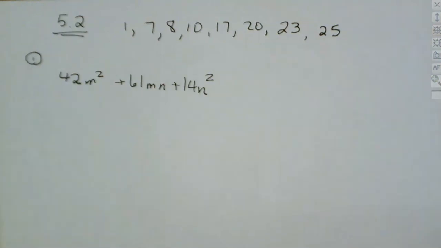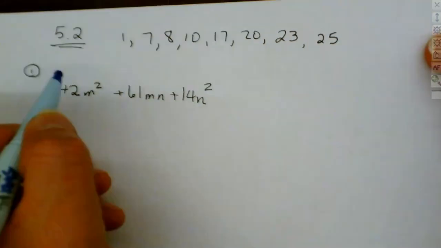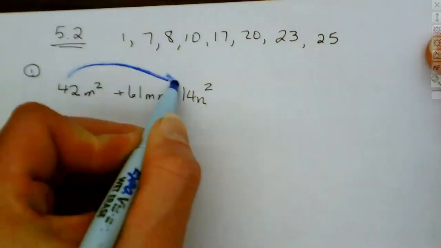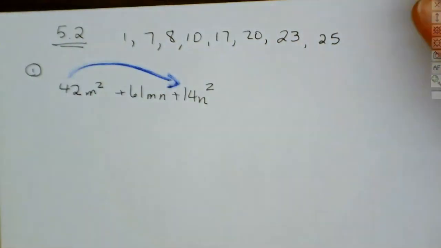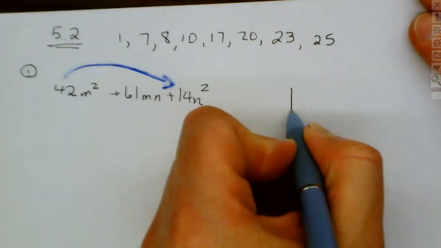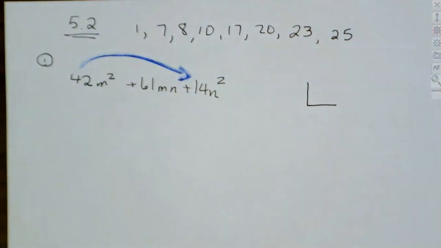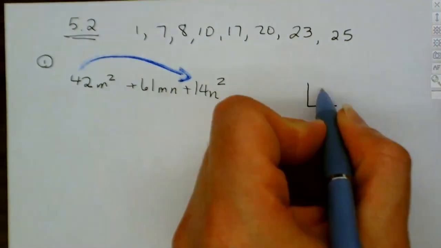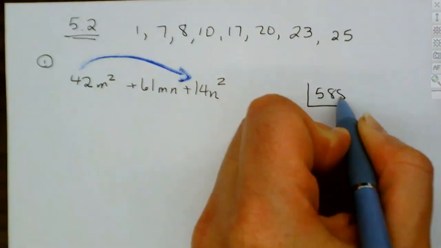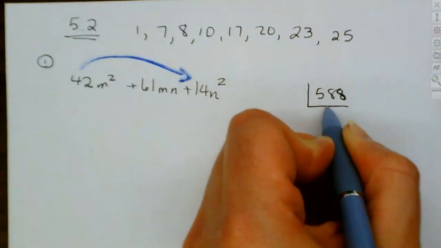So what do we do? Okay, here's the procedure for these. We always take the first number times the last number. So first times the last, and write that number in the box over here. And that's going to be 42 times 14. And that's 588.